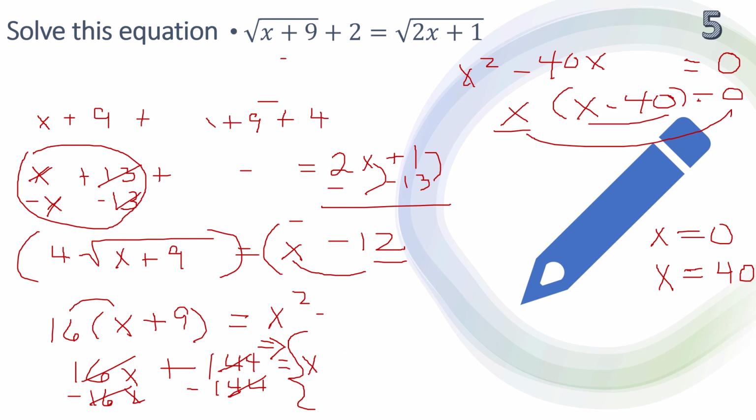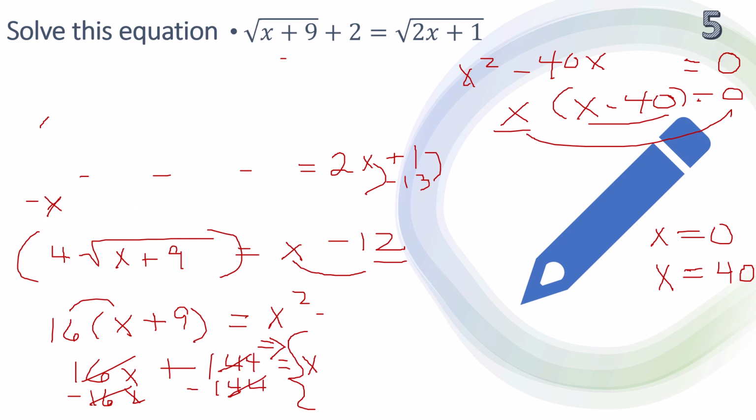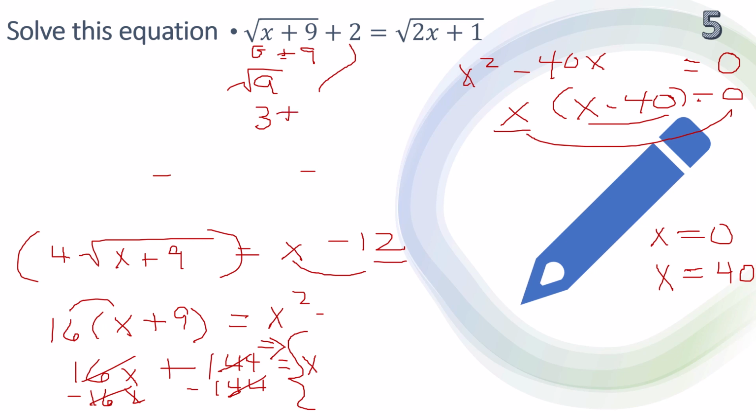All right, let's start with 0. 0 plus 9 is 9. Square root of 9 is 3. I think I've got enough erased. All right, so put a 0 plus 9 under the radical is 9. So we have the square root of 9. That's equal to 3. And then we've got to add 2 to 3. So that's 5 on the left-hand side.